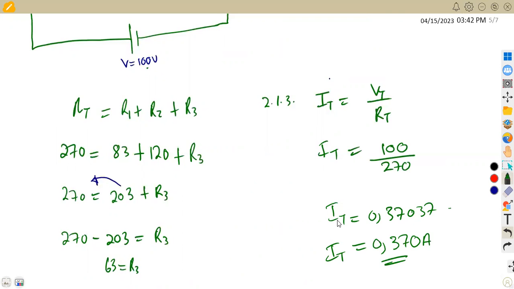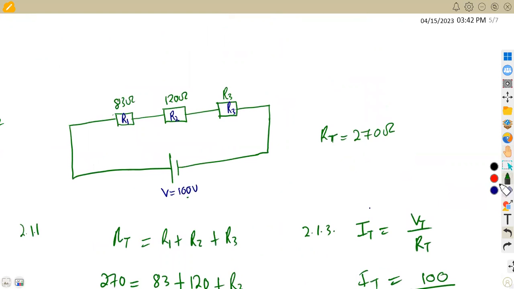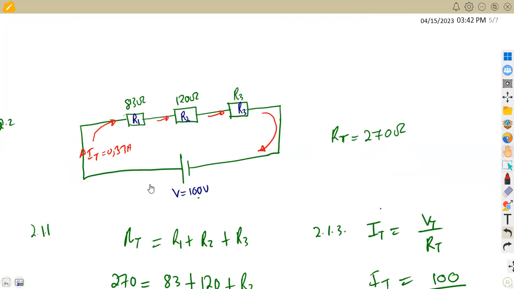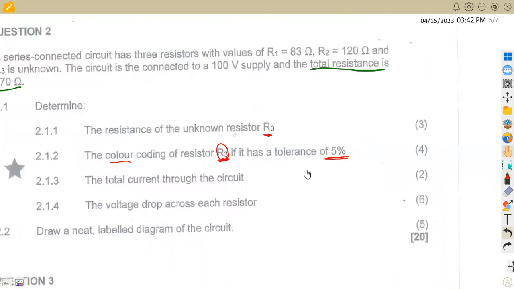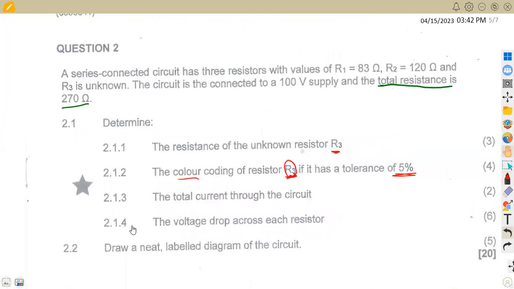So in this case, we have the total current, but remember, this is a series circuit, guys. We are given a total current of 0.37 amps. This current in series is the same. It is going to affect R1, it is going to affect R2, it is going to affect R3. Same current throughout. That's in series. All right. So let's check the second question, the other question, that is 2.14. We are now asked to calculate the voltage drop across each resistor, and that's 6 marks.